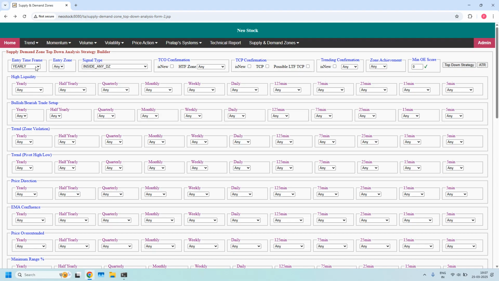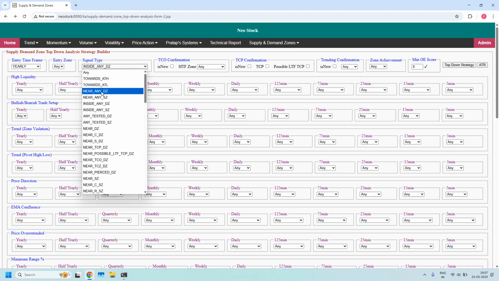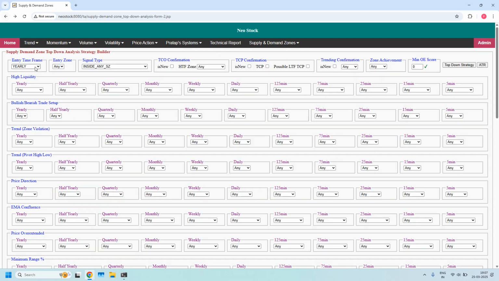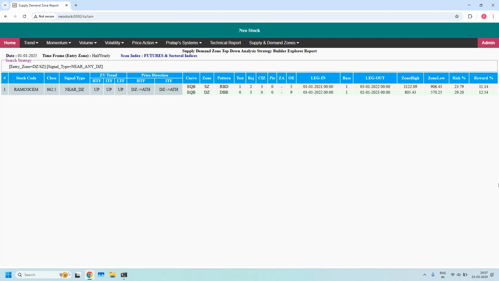Okay, next yearly time frame, price closed inside the yearly supply zone. No stocks are available. Next time frame is half yearly. Stocks near half yearly demand zone. We got 1 stock.